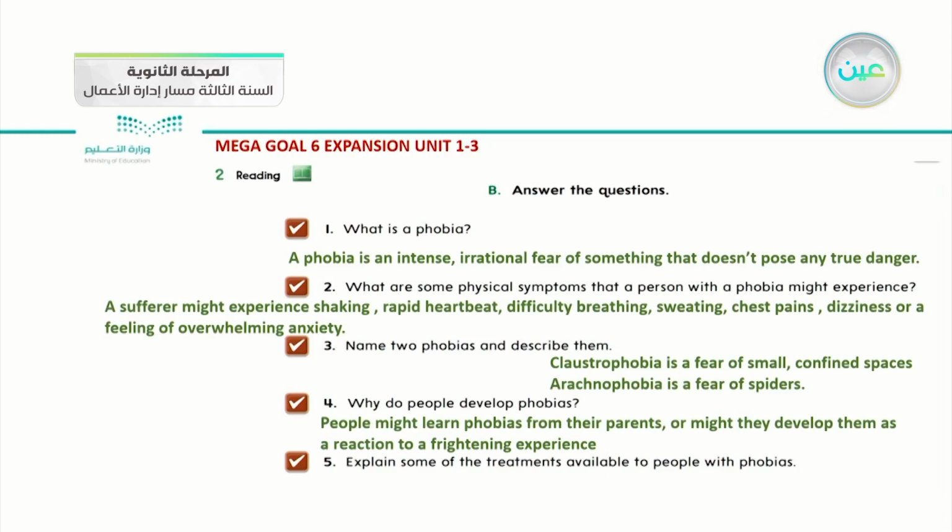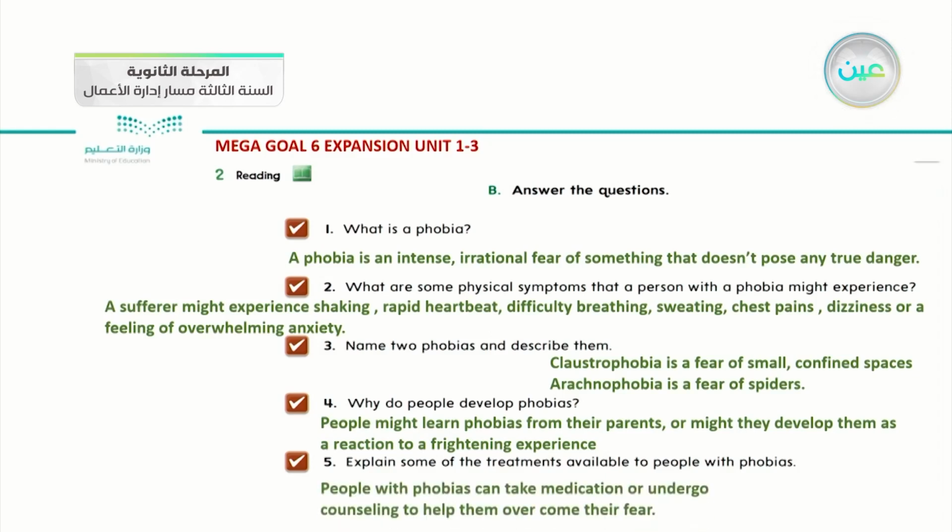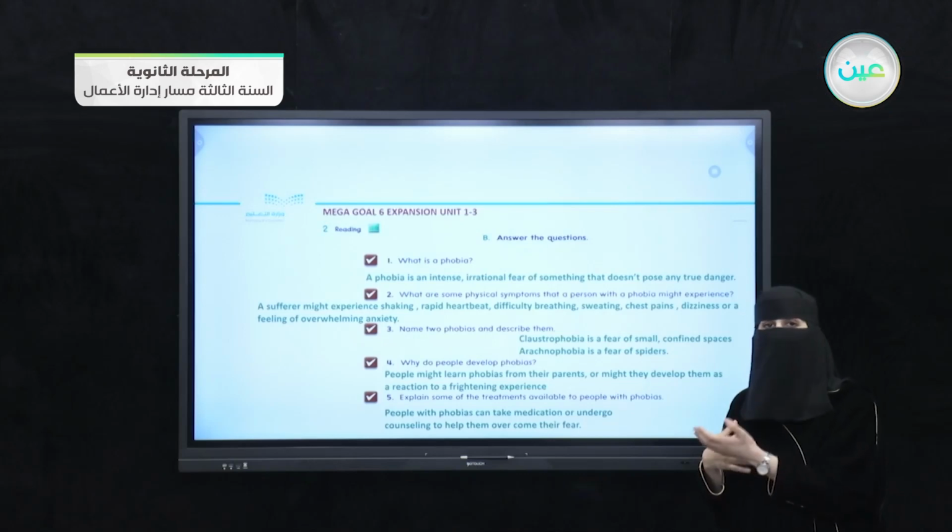And the last question is, explain some of the treatments available to people with phobias. What do you think that is? We can say that people with phobias can take medication. This is the first solution. Or undergo counseling to help them overcome their fears. This is the second solution if you have a phobia. This is a summary of the reading passage and the more important points and elements mentioned inside it.